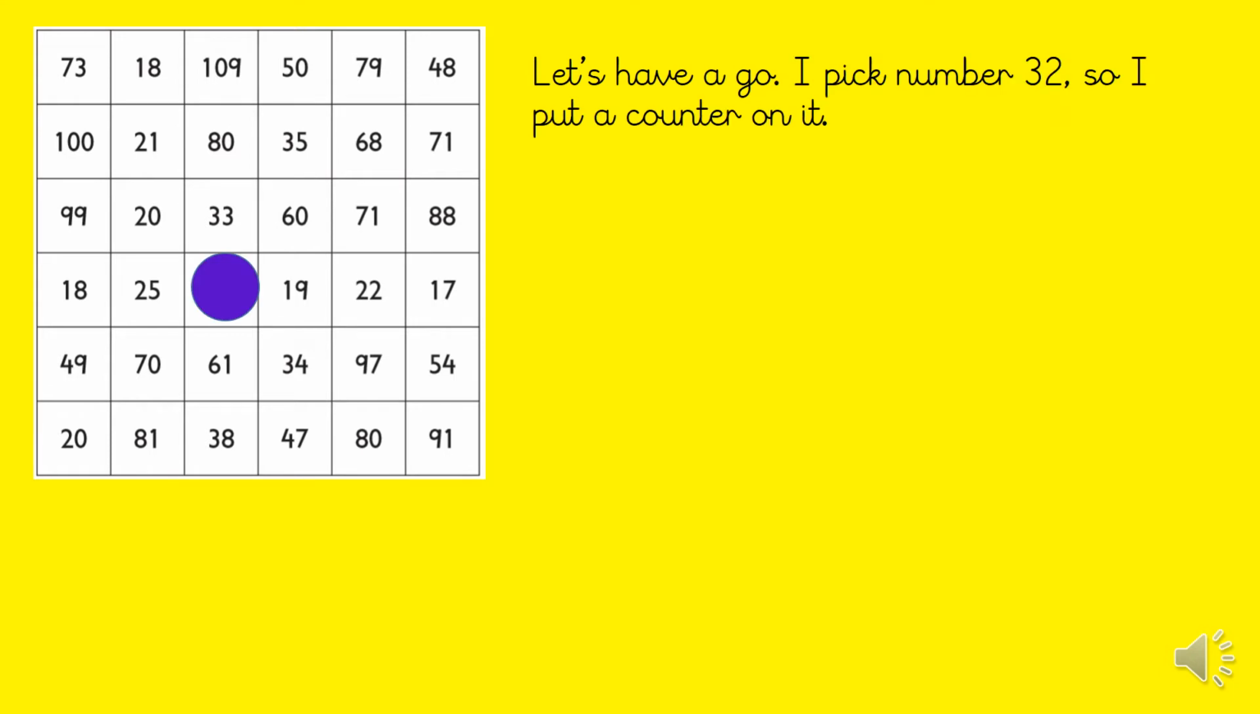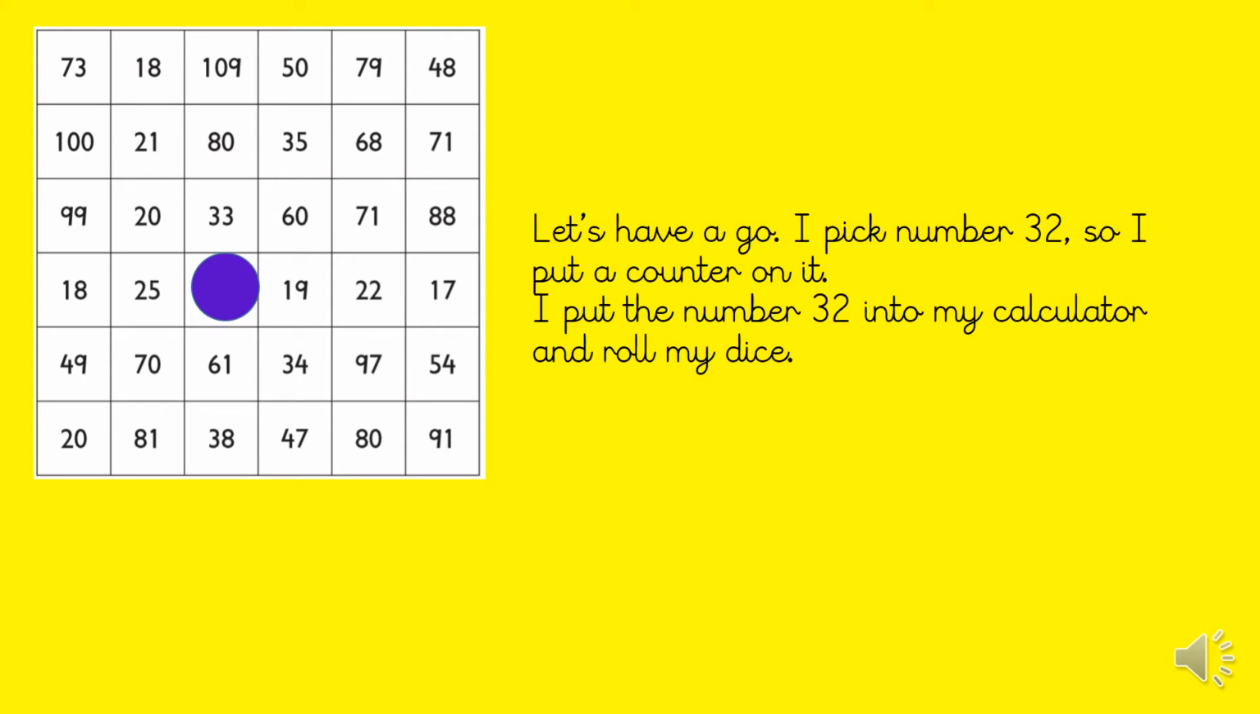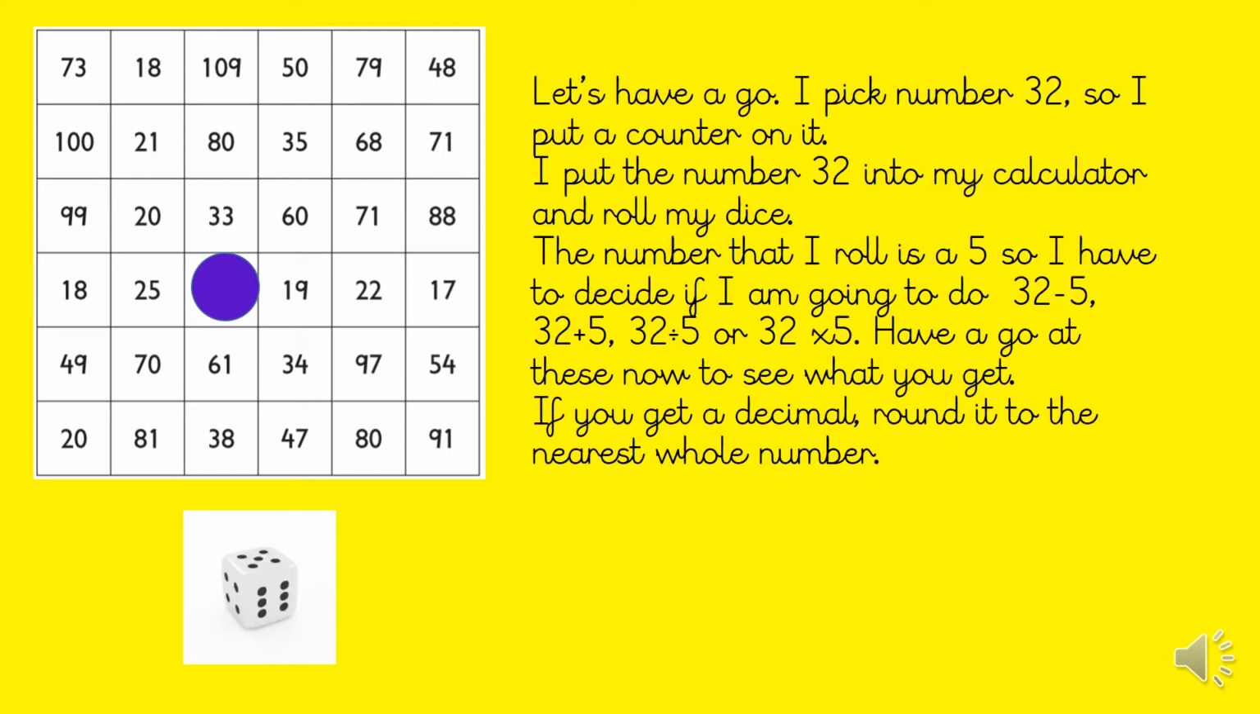I picked number 32 and I've placed a counter on it. I put the number 32 into my calculator and I roll my dice. The number that I roll is a 5, as you can see. So I have to decide if I'm going to do 32 subtract 5, 32 add 5, or 32 multiplied by 5. So why don't you pause it and have a go now and see what you get. If you get an answer that's got a decimal, then round it to the nearest whole number.